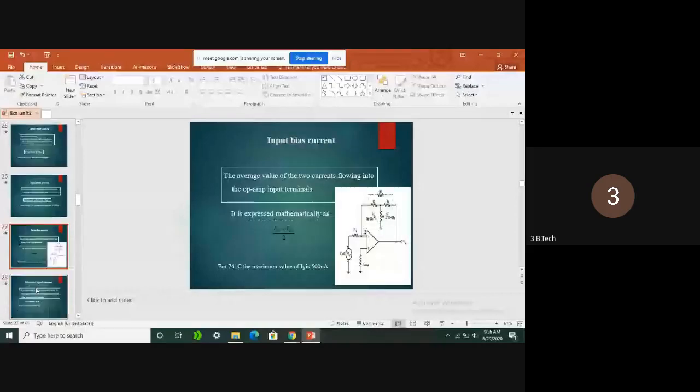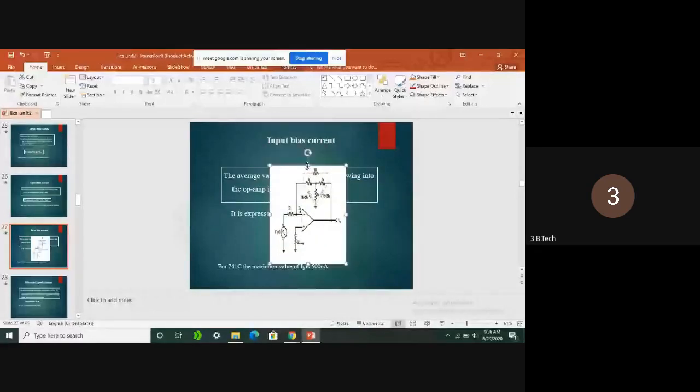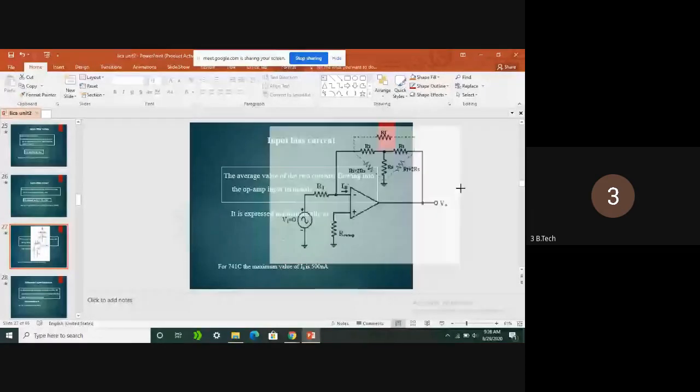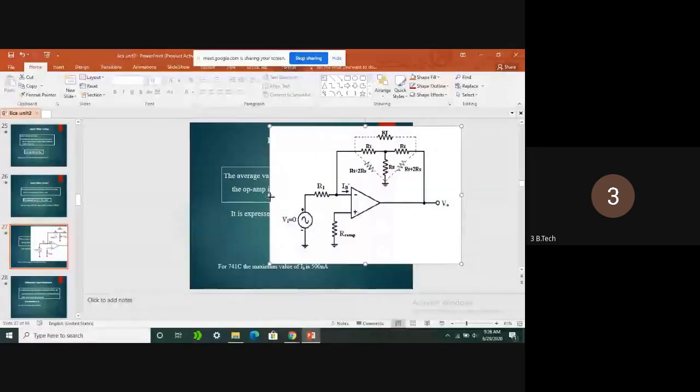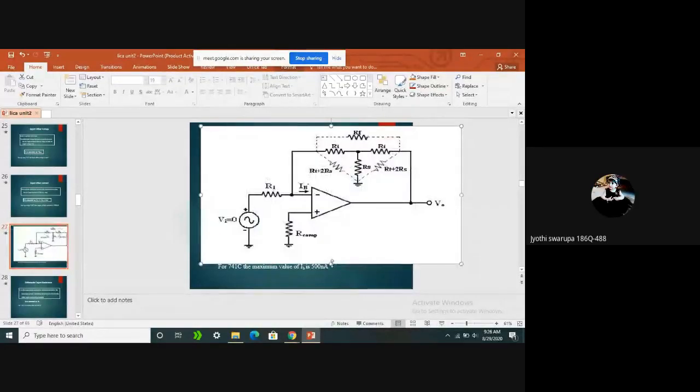See here, this is the operational amplifier. How are we going to connect the input terminals to the two terminals? Already I told you, in the block diagram it is represented with two input terminals and a triangle. Is everyone able to see this diagram? Yes, sir. Okay.